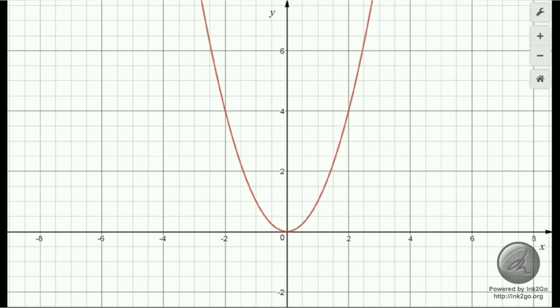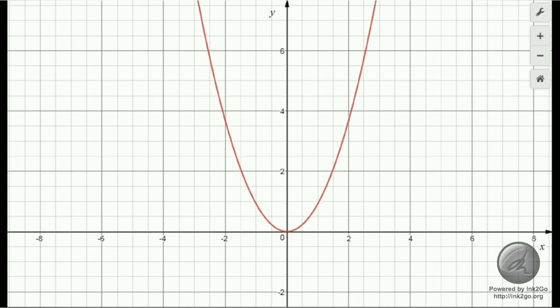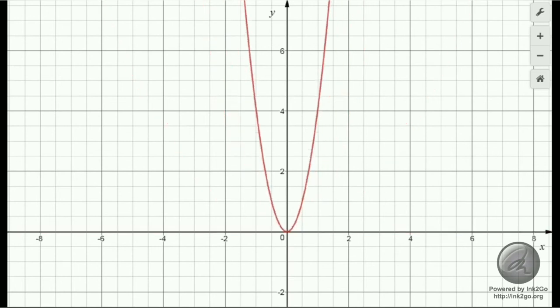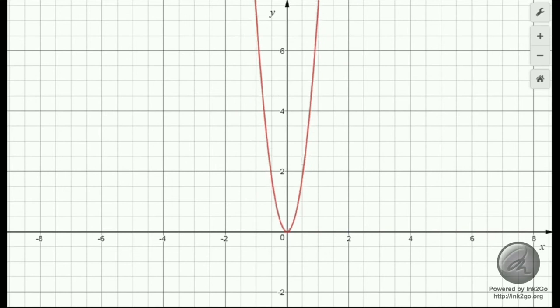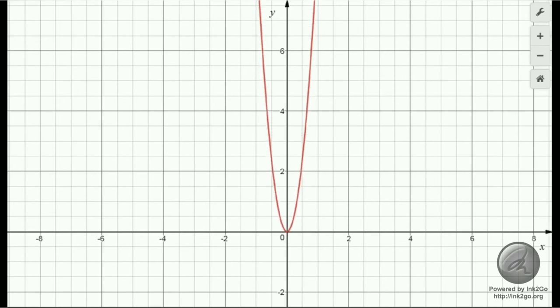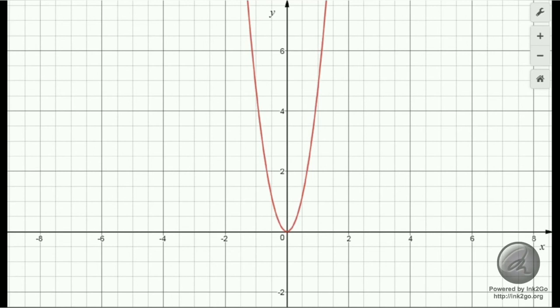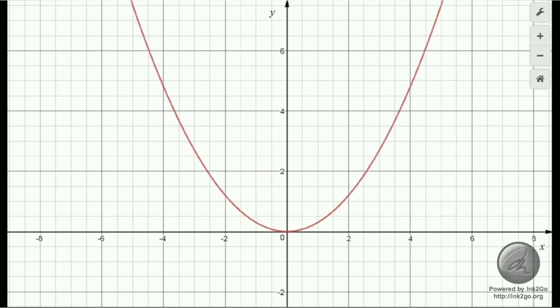This is the graph of the function y equals x squared. Now let's see how the graph changes with the changing of the coefficient of x squared. When the coefficient increases, the graph goes skinnier and when the coefficient reduces, the graph goes wider.